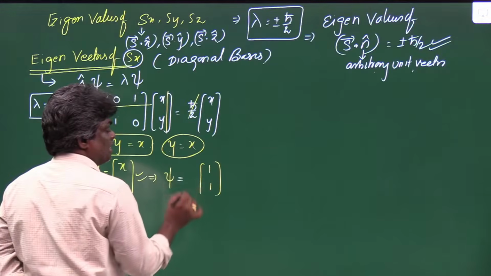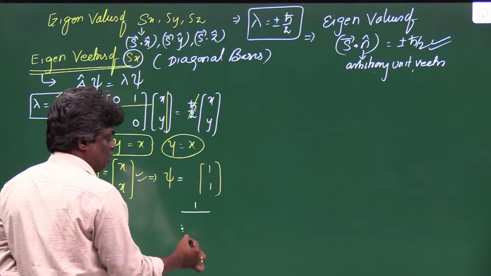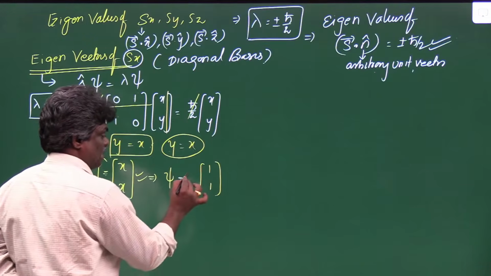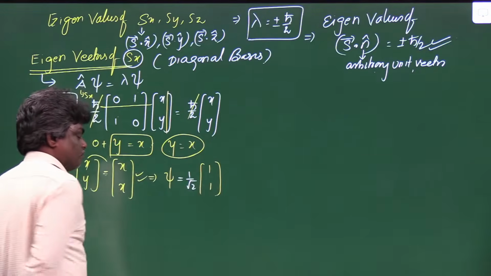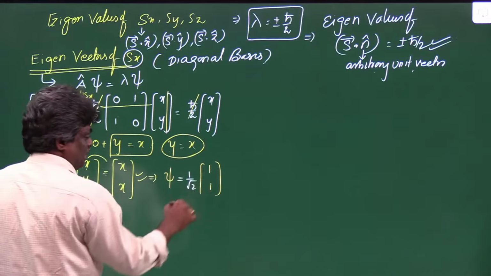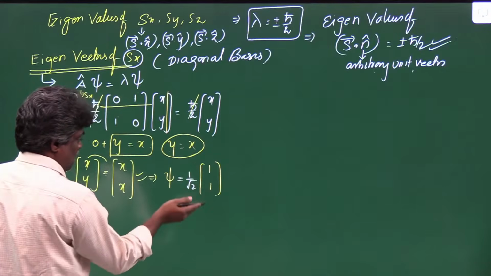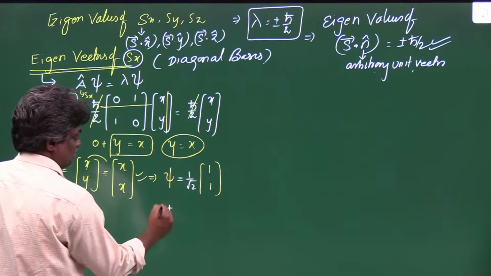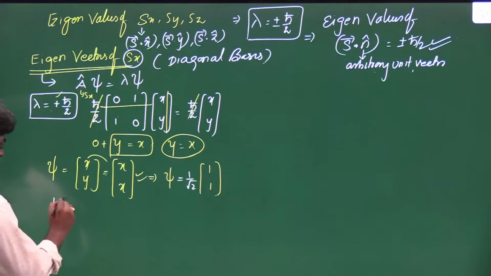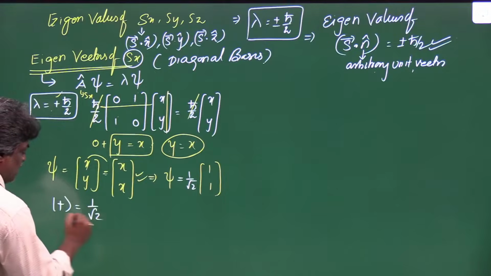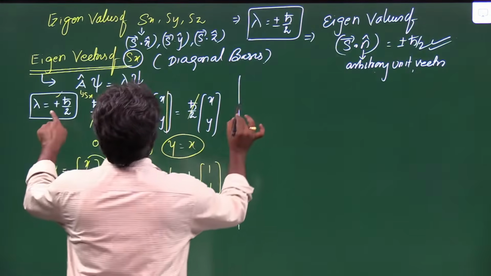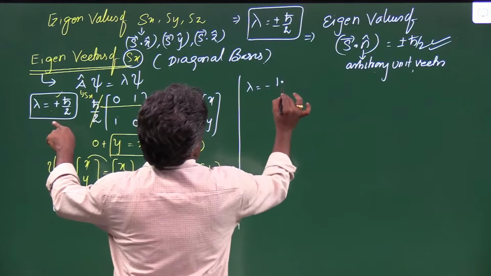I told you earlier, the normalization constant is 1 over the square root of mod a square plus mod b square. How much? 1 by root 2. I hope you remember, this is our diagonal basis plus, 1 1. Now I request you please find it for lambda equal to minus h cross by 2.